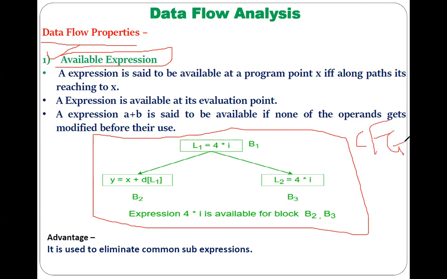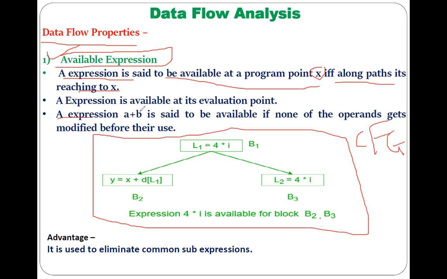First you need to understand theoretically what exactly the available expression is. To which expression can you call the available expression, that you need to understand first. An expression is said to be available at a program point X if and only if along the path it is reaching to the X. In another way, you can define it.